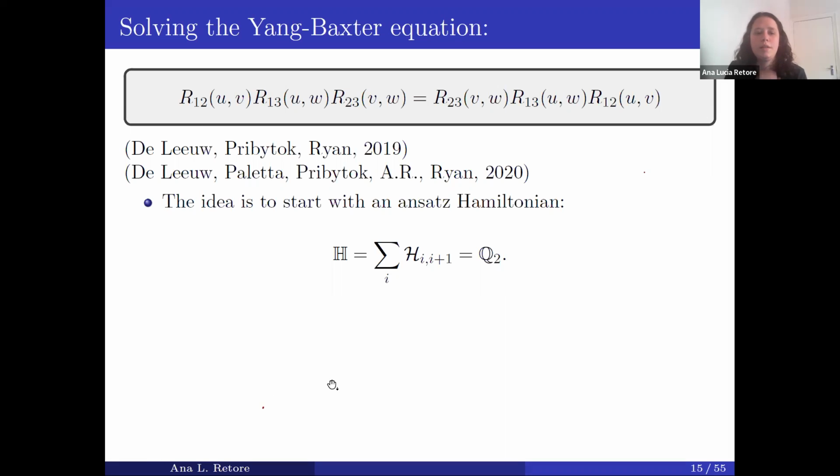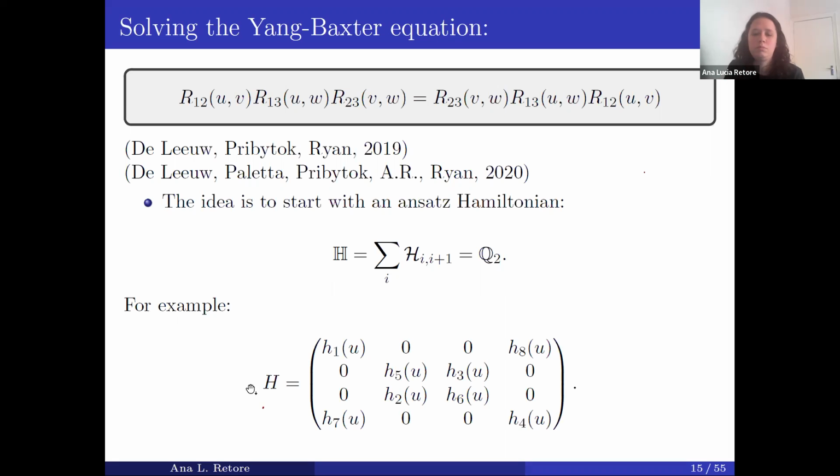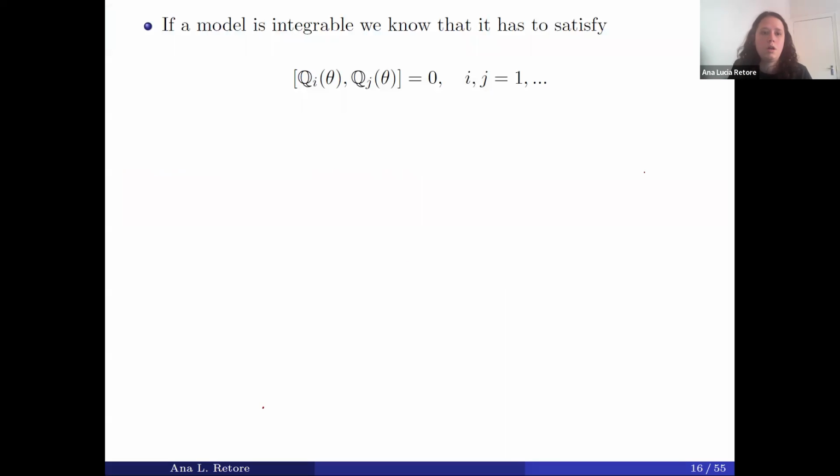Okay, so the initial idea is that we start with some ansatz for the Hamiltonian. For example, let's say we just take this 8-vertex model. This is just an example. I will explain later for which cases we applied it, but this is just to exemplify what I mean. So we just start with some ansatz, whatever you want. And we know that if a model is integrable, it has to satisfy that all the charges commute.